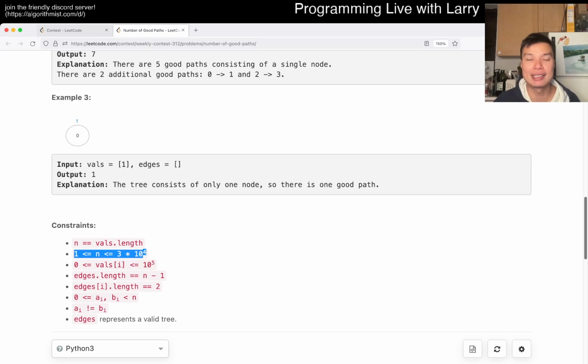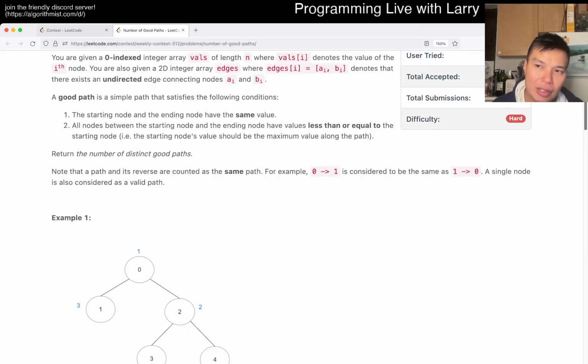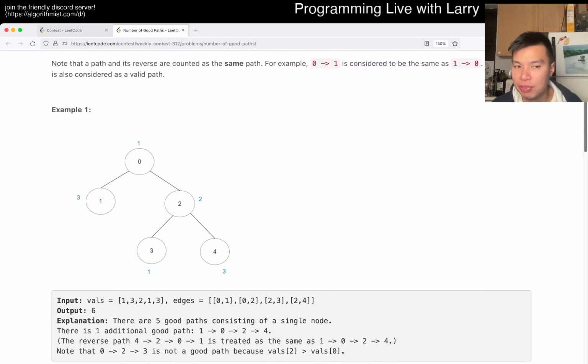You have to do better than asking, okay, for each thing, let me look up what other thing. Even if you only bucket by the same value, it is not good enough. The core idea that I did come up with very quickly is to process the nodes, right?